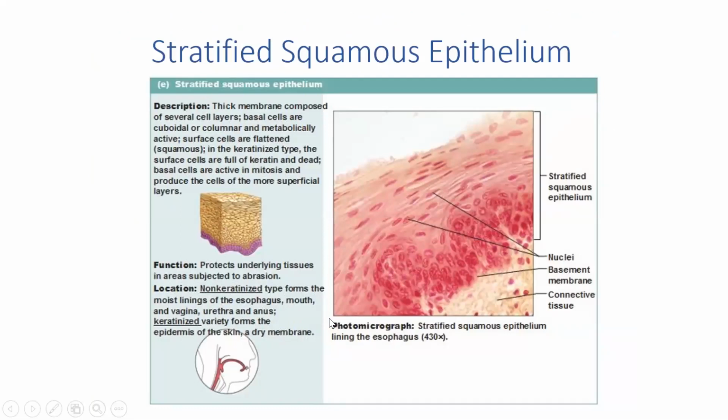So, stratified squamous epithelium. The non-keratinized versions show up in the esophagus, the mouth, the vagina, the urethra, the anus. The keratinized, the dry, waterproof version shows up on our skin. And that is epithelial tissues.